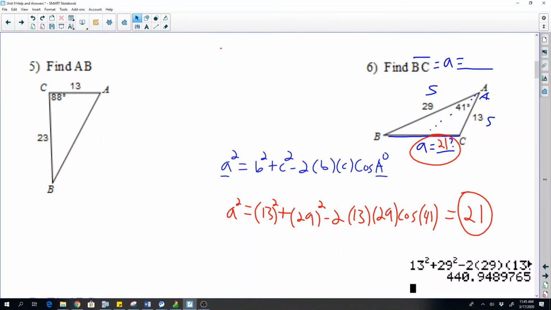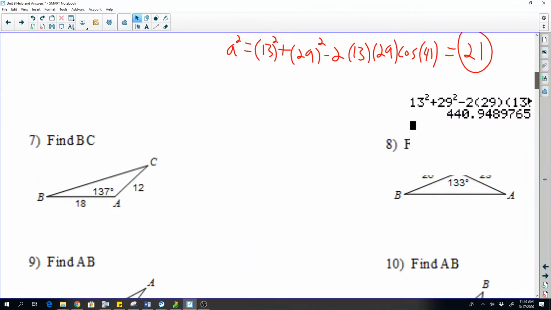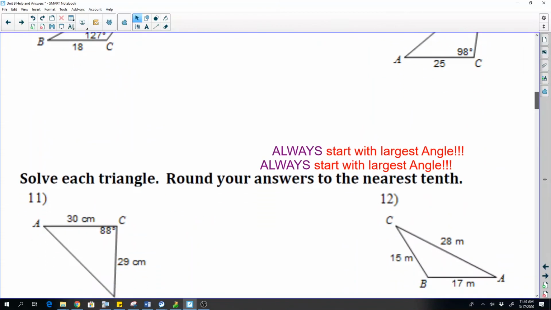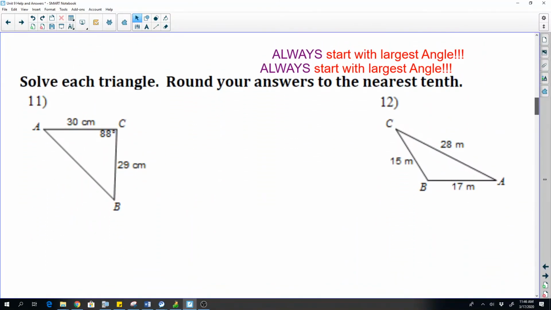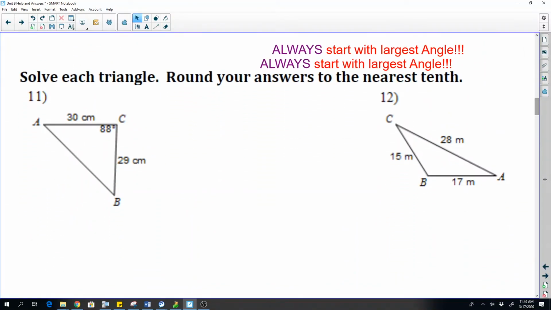Again, number 5, it'll be 23 squared plus 13 squared minus 2 times 23 times 13 times cosine of 88. Enter, square root it. And there's how you do number 5. So pretty straightforward on this front page. I'll make another video now for the back page as well as the word problem. And just make sure you always start with the largest angle. Always start with the largest angle or the largest side. Start with angle B, and then use the law of sines to find either of them. So we'll come back and help you on number 11 and 12 on our next video.